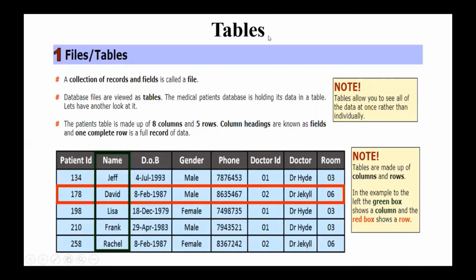Just see, we will come to the first basic definition of a table. A table is nothing but a collection of records and fields. Again we will come to the same example of your patients. You can see, how many rows are there? There are 5 rows in this table. This means that there are 5 records in this table. I have highlighted one record of patient ID 170.